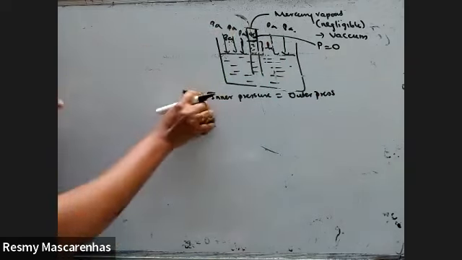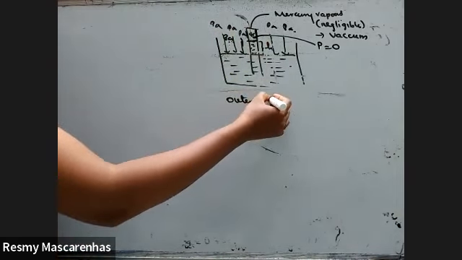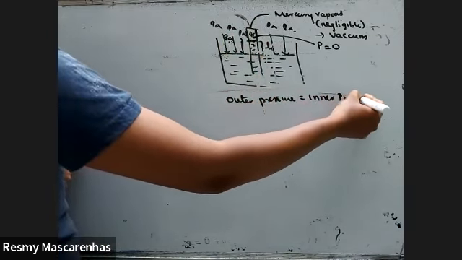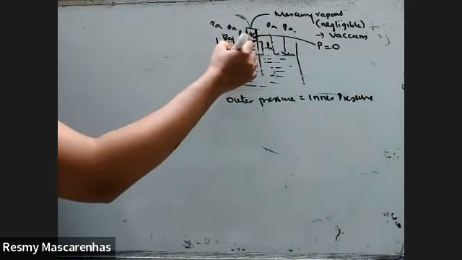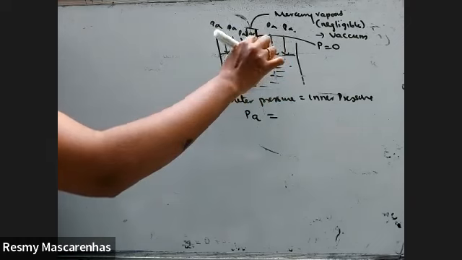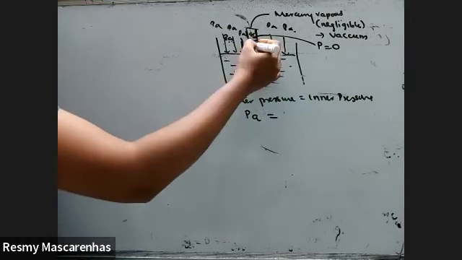Okay, or the other way around, I'll write outer pressure should be equal to inner pressure. So the outer pressure acting on this is atmospheric pressure. Inner pressure we have to calculate now. So what is the inner pressure?